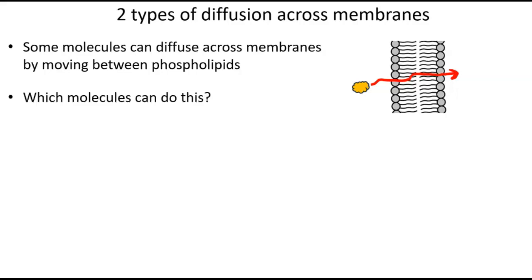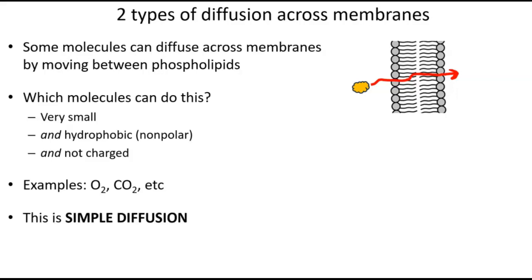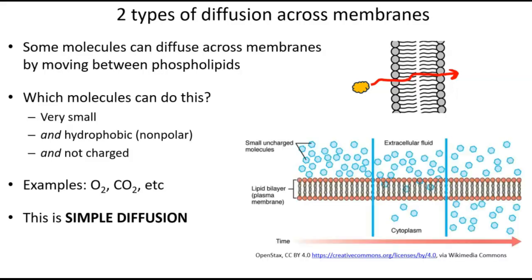In order to do this, molecules have to be very small and hydrophobic or nonpolar, and they must not be charged. They cannot be ions. Some examples of molecules that can do this would include oxygen gas and carbon dioxide gas. Molecules that do this are said to undergo simple diffusion. So they're just diffusing directly across the membrane by wiggling between those phospholipids.